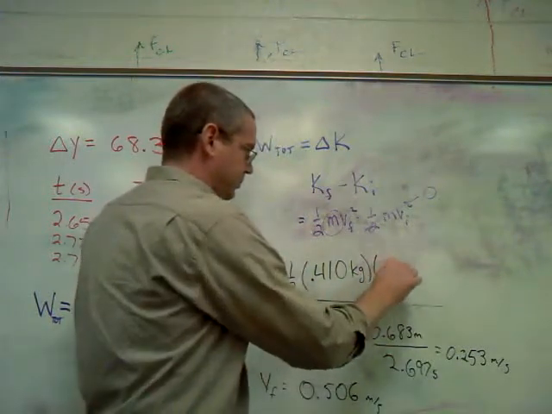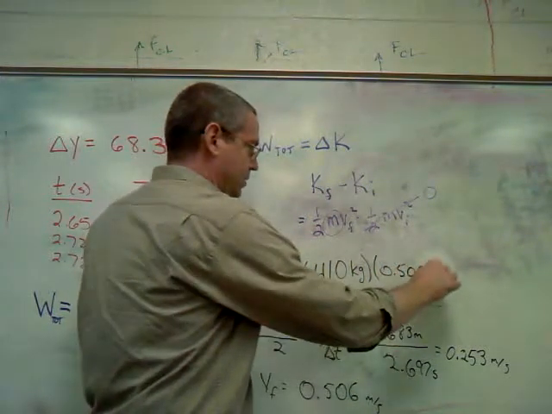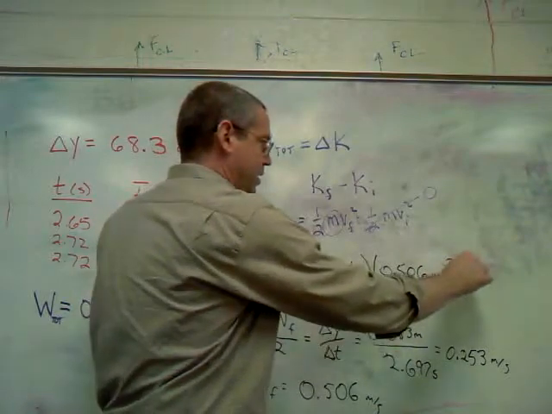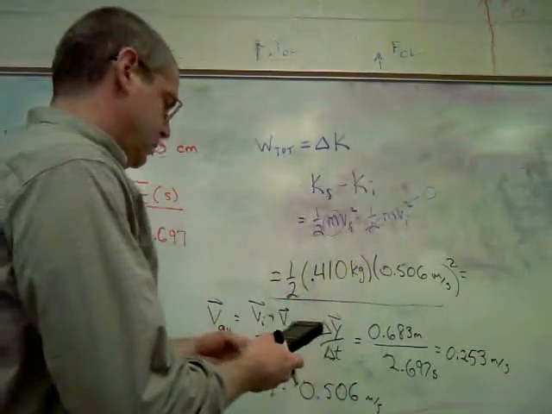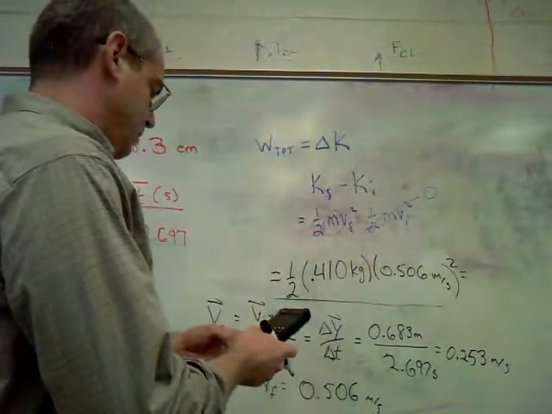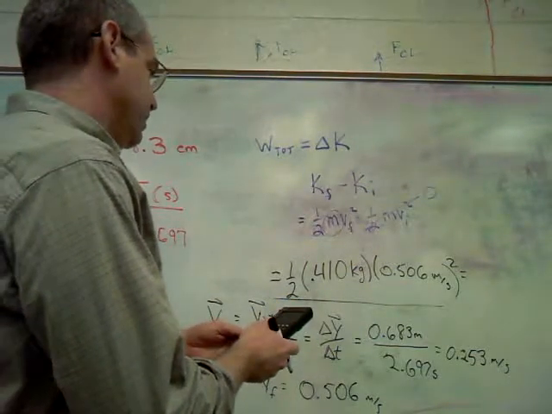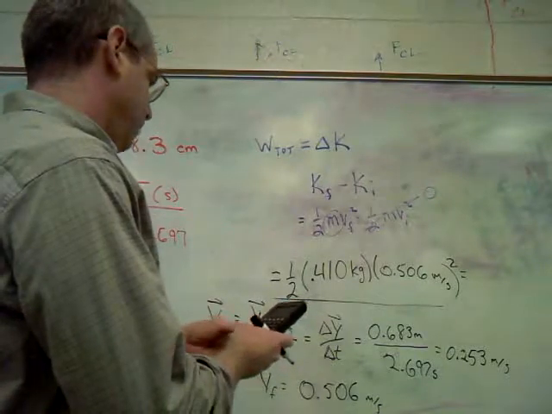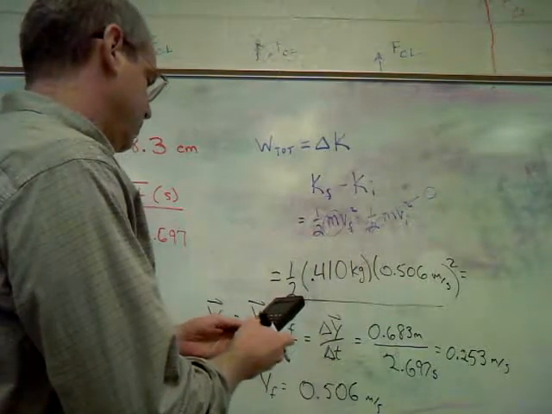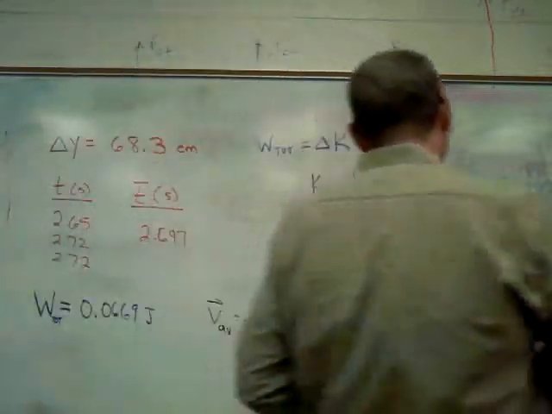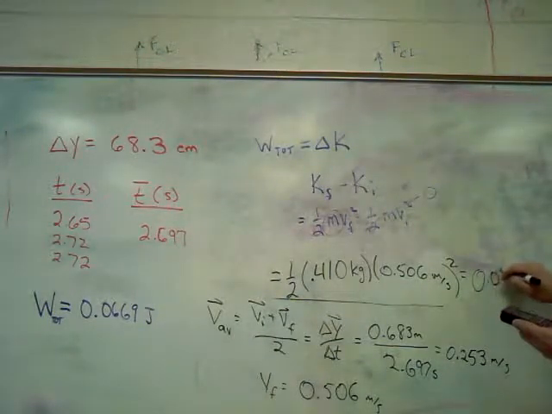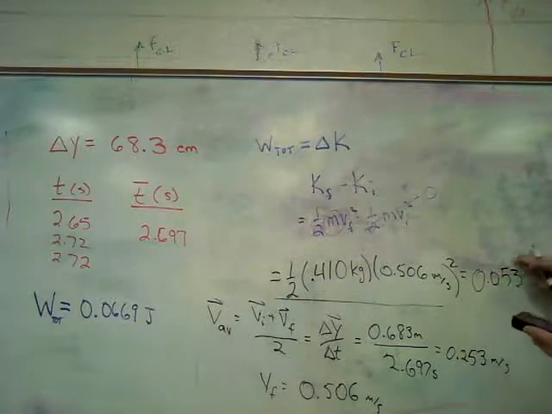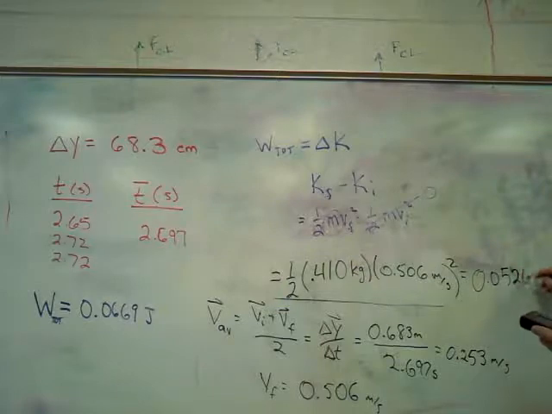So I stick that one up here. So 0.506 meters per second squared. I crank through that, and let's see what we end up with here. So let's see, I square, nope, wrong button. There we go. I square that right there. 0.41 times 2 divided by, and what I end up with is 0.05226 joules.